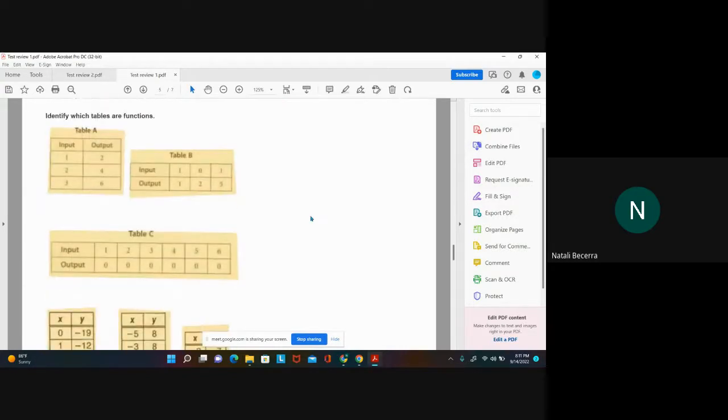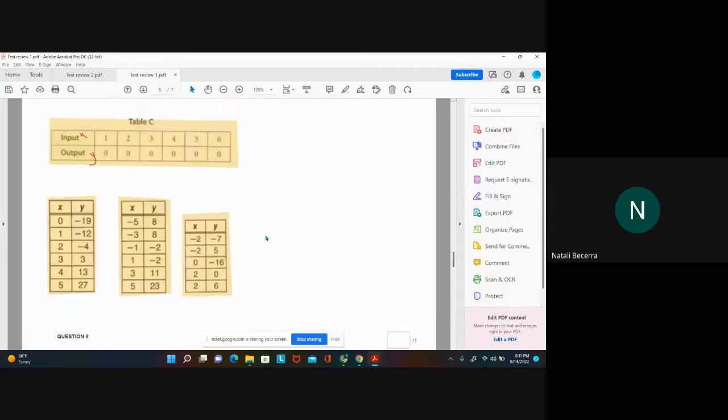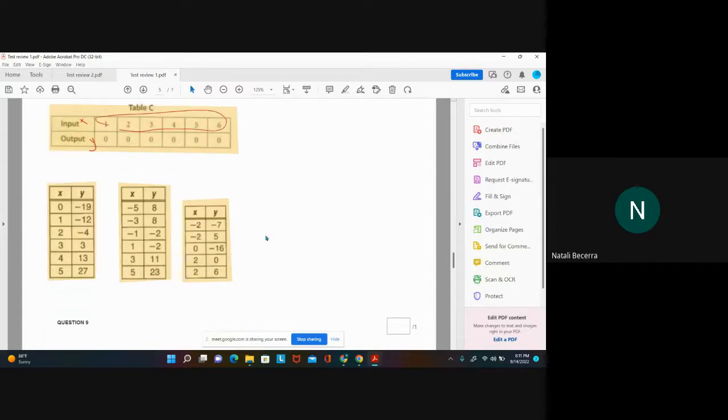Identify which tables are functions. So x cannot repeat. Input is your x. This is your x, this is your y. I'm going to cross off all the y's because we don't care about them. Are any of these repeating? No, that's a function. Are these repeating? Yes, that's not a function because remember, they can't repeat. Are any of these repeating up here? Let me cross these off so y'all don't get confused. We don't care about the y, only these up here. Are they repeating? No, so this is a function. We don't care about these. Are these repeating? No, that's a function.